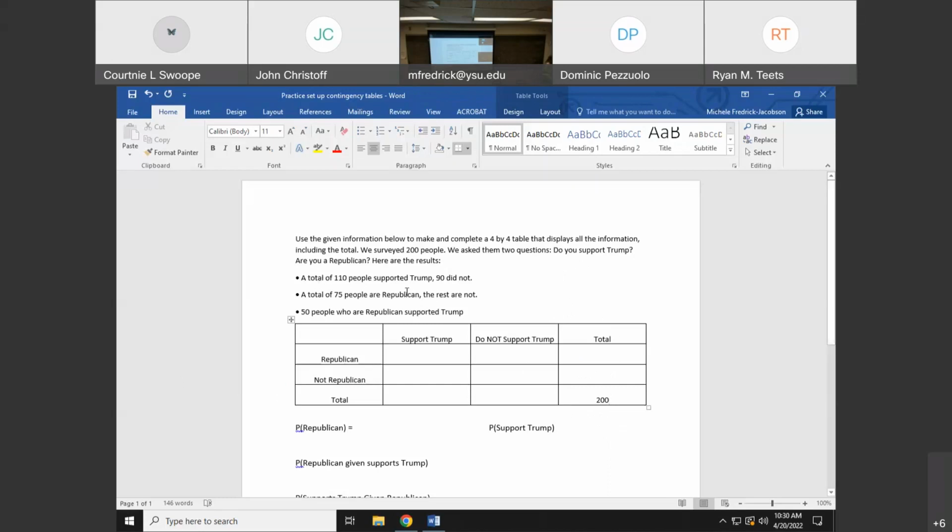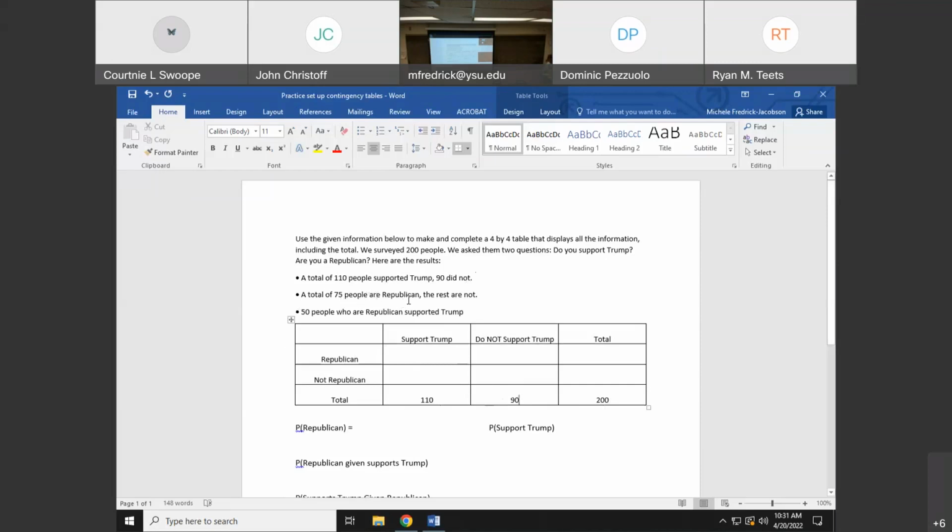Where would that go? This first one, because these are supporting, and there was a total of 110 people. And 90 did not. Now, we really didn't need that 90, right? Because we know going across it has to add up to 200. So this one had to be 90. So they could have skipped that part, but they didn't. 110 plus 90, 200. A total of 75 people are Republicans.